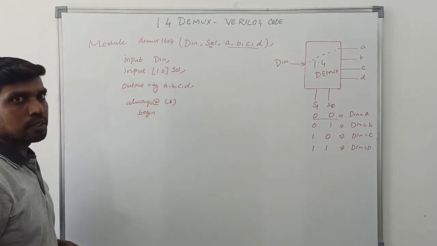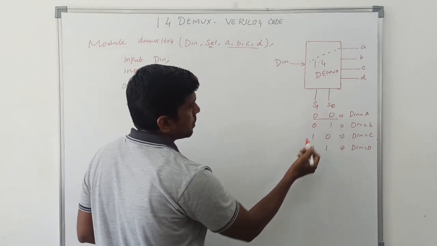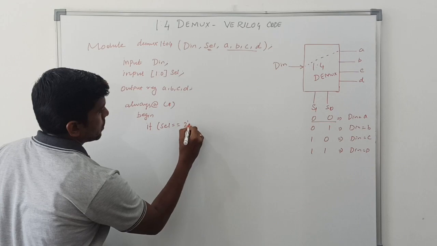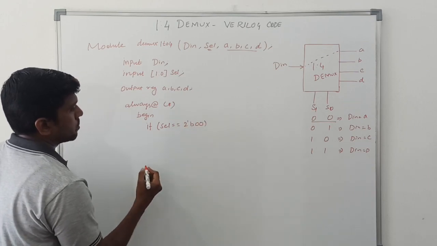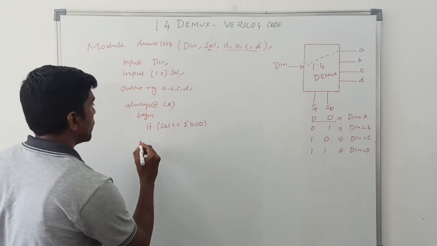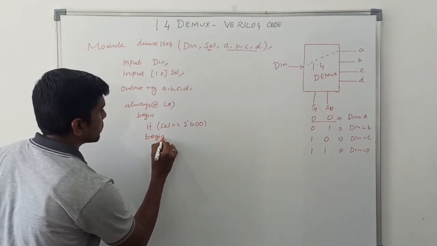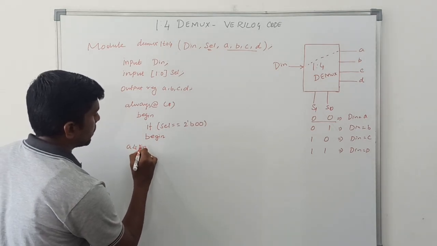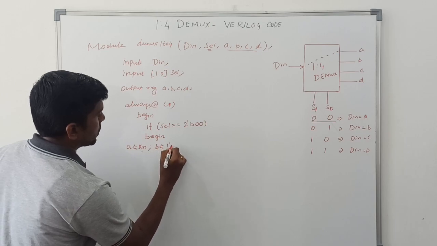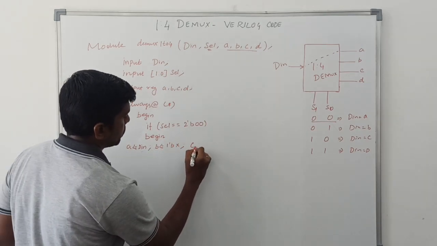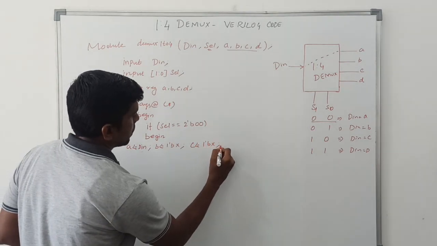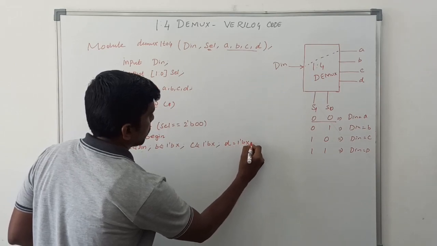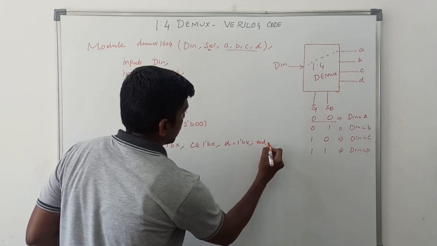Begin the operation. Here the operation is based on the selection line. If selection equals 2'b00, so the first condition is 0 0, then begin. A value is data in. B is 1'bx, don't care for any other values. C value 1'bx, don't care, and D value 1'bx, don't care. Then end.